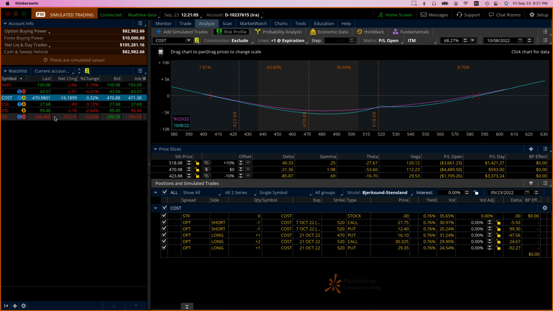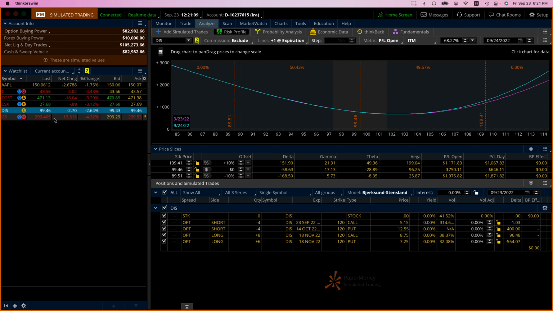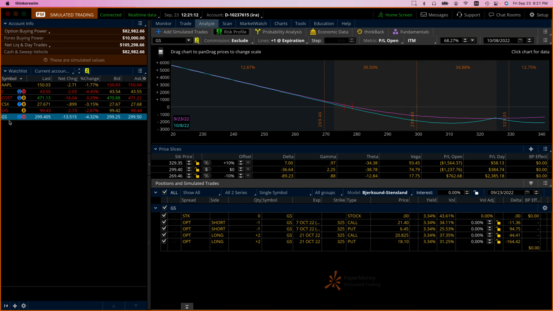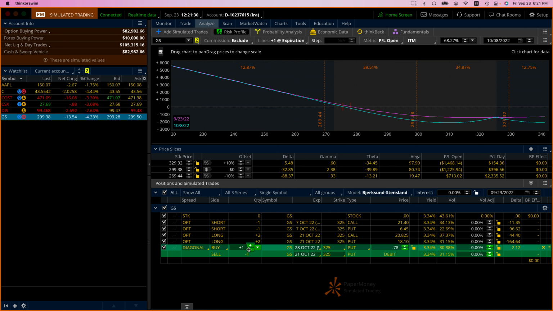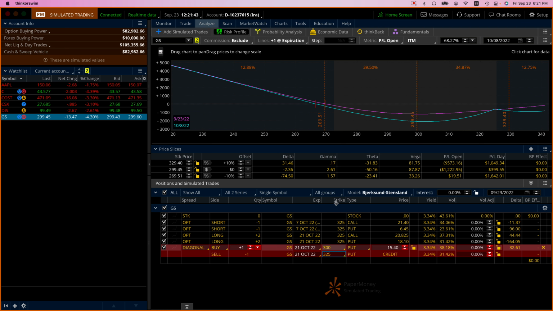Right, there you go. And then finally, I was looking at Disney, and now we have Goldman Sachs. Same thing, we would reduce the put, the one put we have, roll it down to the current spread strike price, the closest will be 300. So analyze rolling. October 21. 300 put. There. And doing that neutralizes my deltas to minus 2.36.